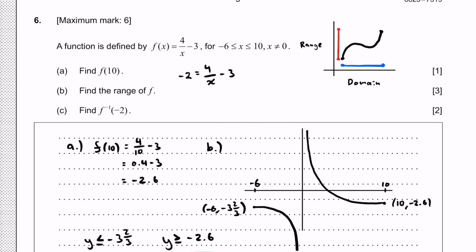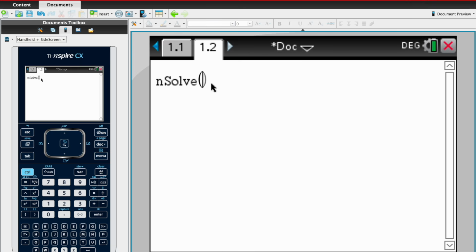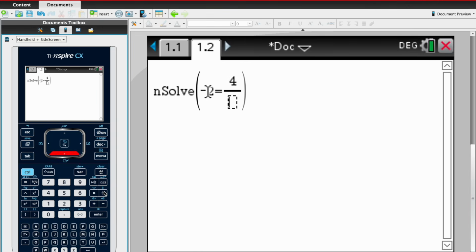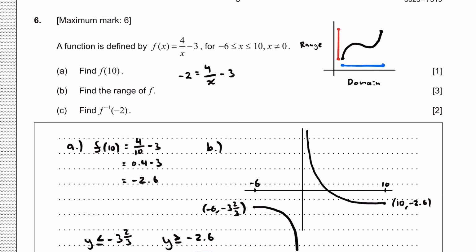So we can solve this. I think we can work this out using algebra. Looks like the answer is 4, but let's go and solve this. So menu, algebra, numerical solve. -2 equals 4 over x minus 3, as calculated, to solve for x. And the answer is 4. Okay. So here we have x. X is equal to 4. Okay. And we are good.